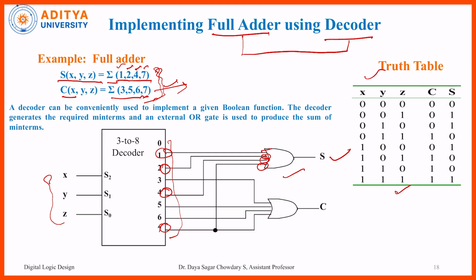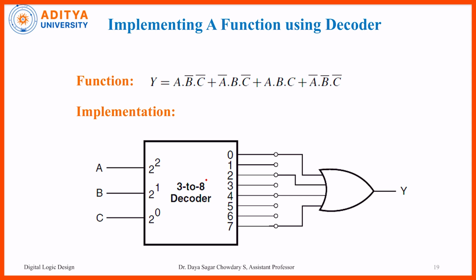That means we can simply construct a full adder circuit with the help of the decoder. So this is the procedure for converting any circuit on decoders. But here, if we observe this one, this is an equation. So any equation can also be converted on a decoder. This is the simplification method.